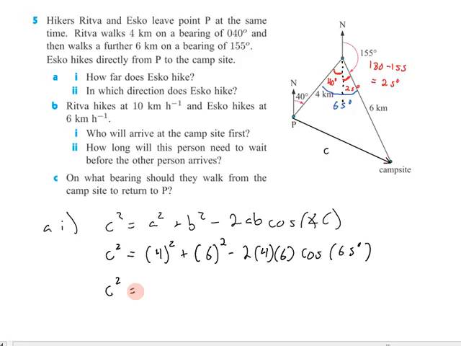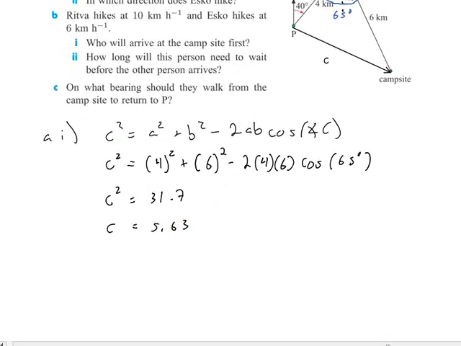We'll plug it all into a calculator, making sure that we're in degree mode, and what we'll find is that c squared is equal to 31.7 to 3 significant figures, or c is equal to 5.63 to 3 significant figures. Whenever you take a square root, you need to remember plus or minus, but since we're talking about distances, we can immediately throw away the negative solution and say that the distance is positive 5.63 kilometers.